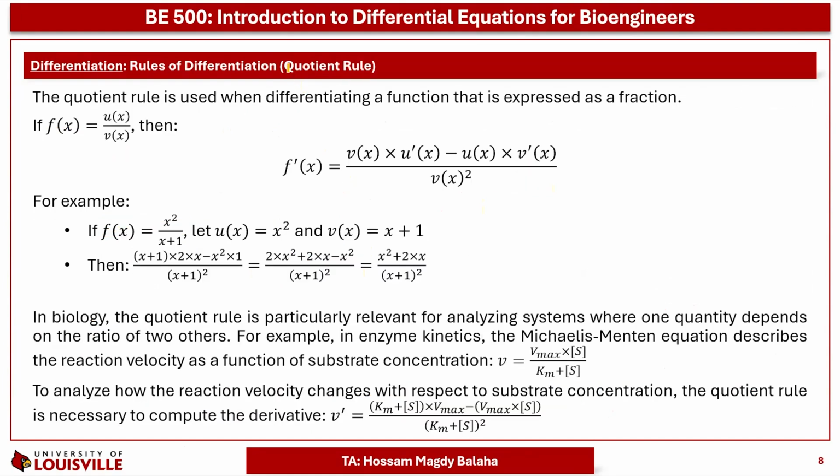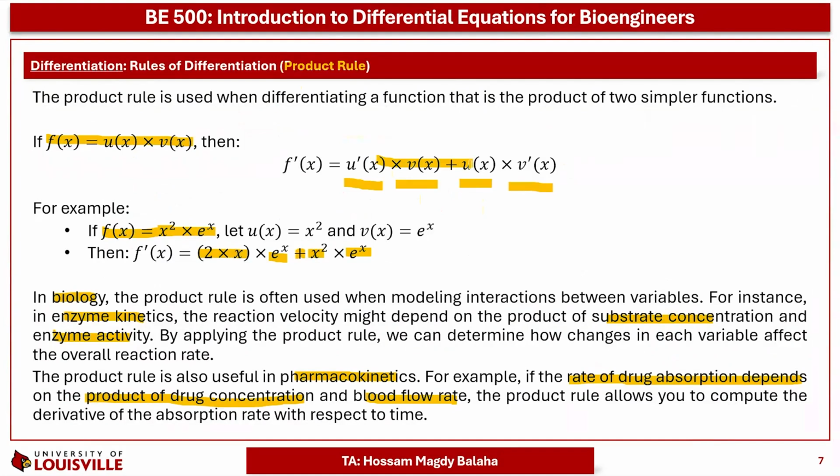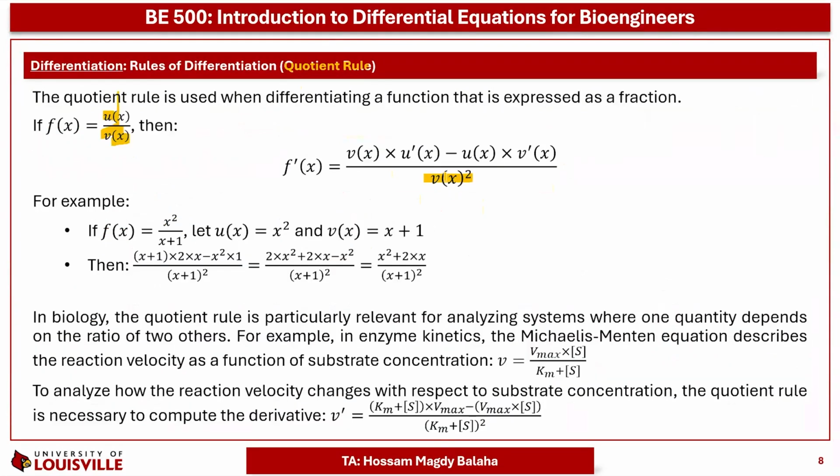The third rule is called the Quotient Rule. Here, if you are differentiating a function that is expressed as a fraction, like u of x over v of x, then the derivative will have the square of the denominator, and in the numerator, it will be similar to the product rule, but instead of plus, it will be minus. So apply the product rule: the derivative of the first function, or the function in the numerator, multiplied by the second one, minus the first function multiplied by the derivative of the second function.